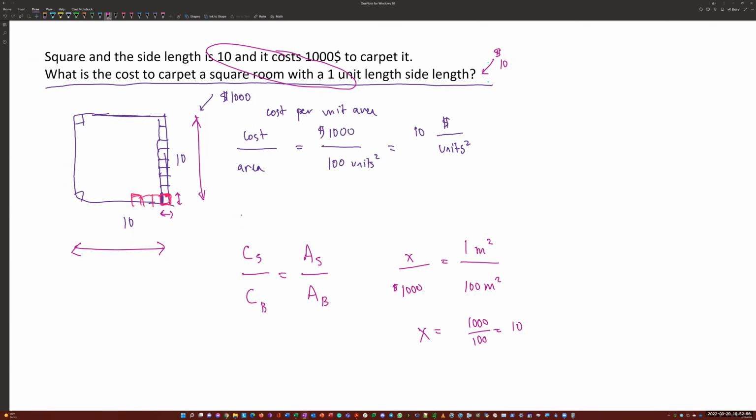Does that make sense? Yeah. Yes. You get $10. Does that make sense? Yep. Any question with this? No. All right, let's go back to the other one now.